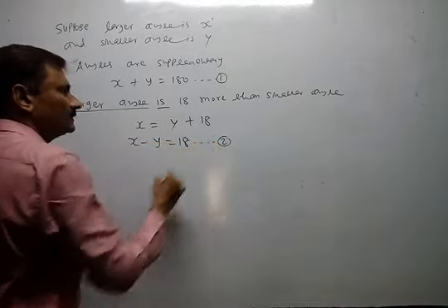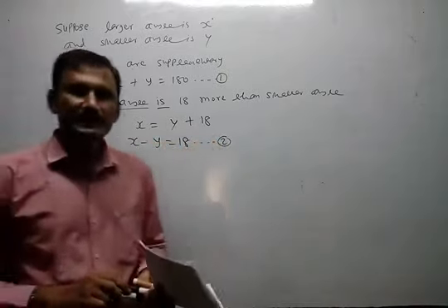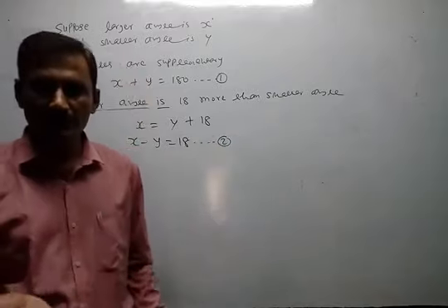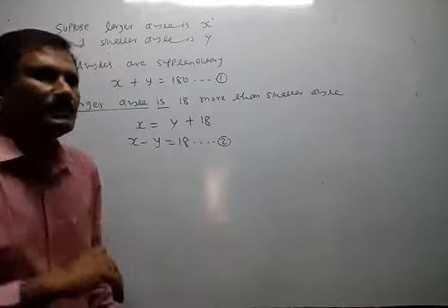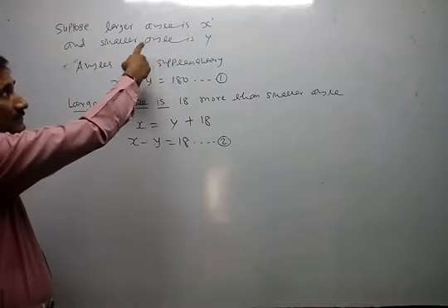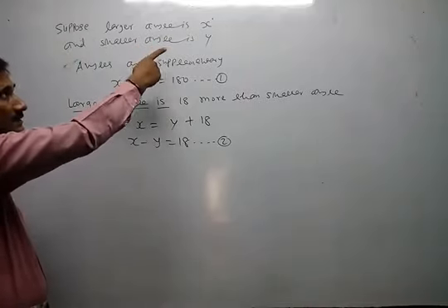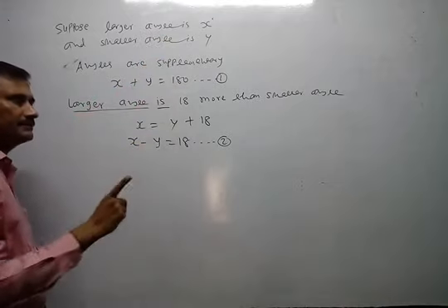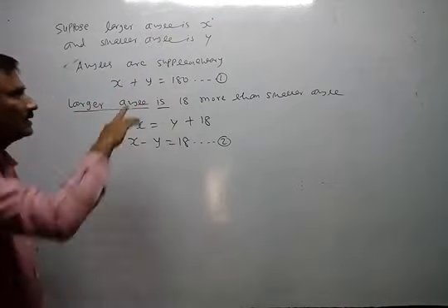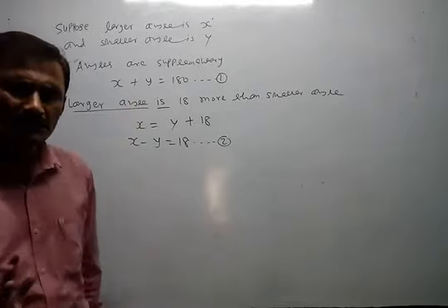Otherwise, if you understand, you can write directly also. Exceeds means difference, or more than or less than means difference. So the difference is given as 18, and the difference is taken as x minus y only because our supposition is clear: x is larger, y is smaller. So do not write y minus x, it must be x minus y. Now just solve. Now it is very simple.